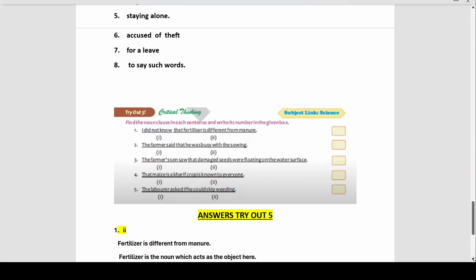Number 4. That maize is a kharif crop is known to everyone. Now, here is known to everyone is your noun phrase, but which is the noun clause? That maize is a kharif crop. Next, number 5. The laborer asked if he could skip weeding. The laborer is your noun here. Asked if he could skip weeding is your noun clause over here.